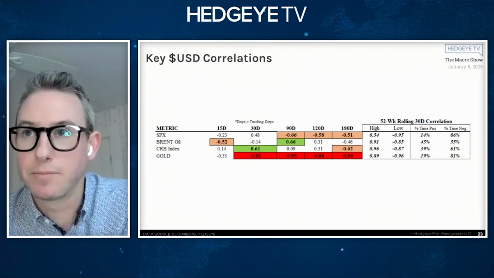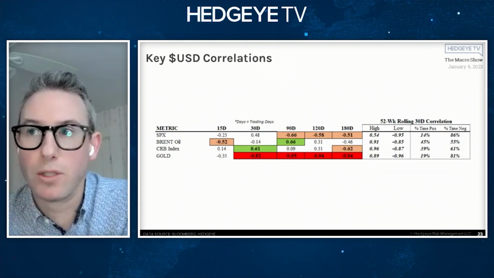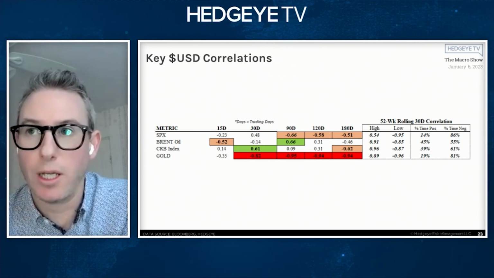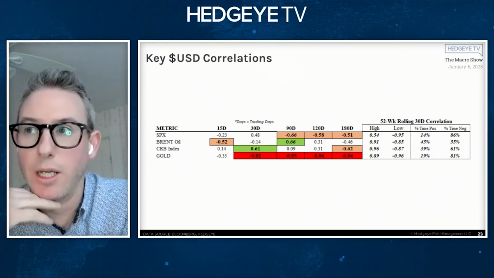Next slide, please. Key US dollar correlations. Again, we go through 15-day, 30-day, 90-day, 120, 180, that kind of thing.